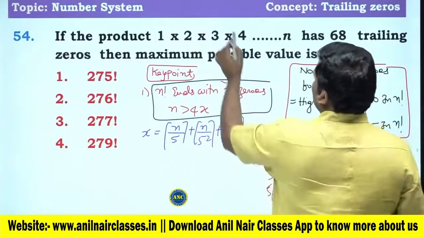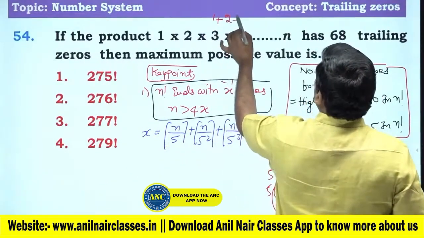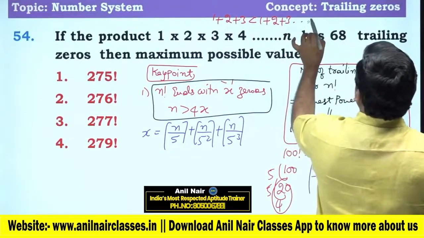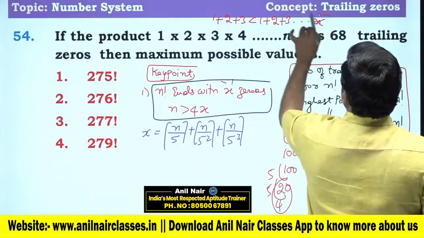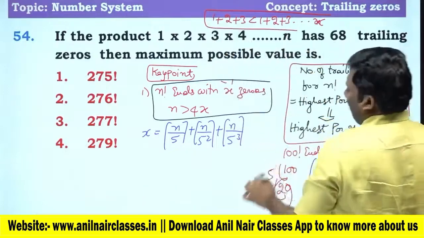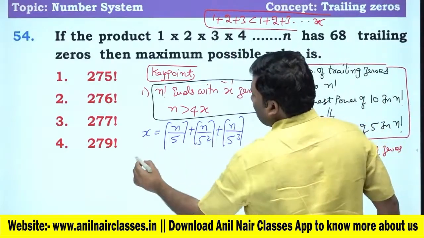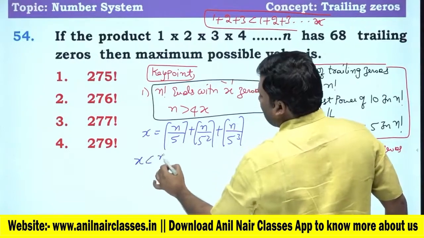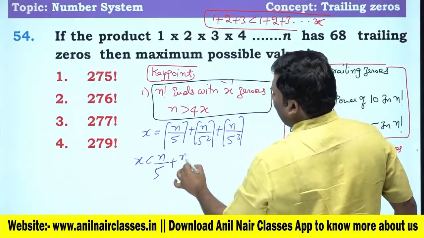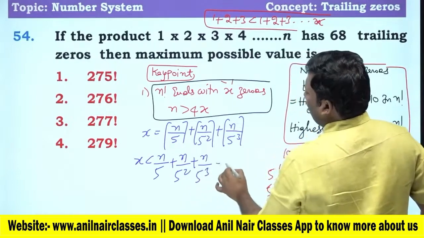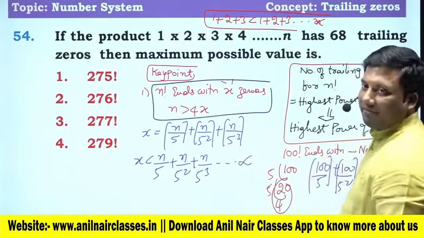Can I say that a finite series 1 plus 2 plus 3 is always less than 1 plus 2 plus 3 and so on up to infinity? So if I equate this series with an infinite series, the finite series sum is always less than the infinite series: n by 5 square, n by 5 cube, and so on up to infinity.